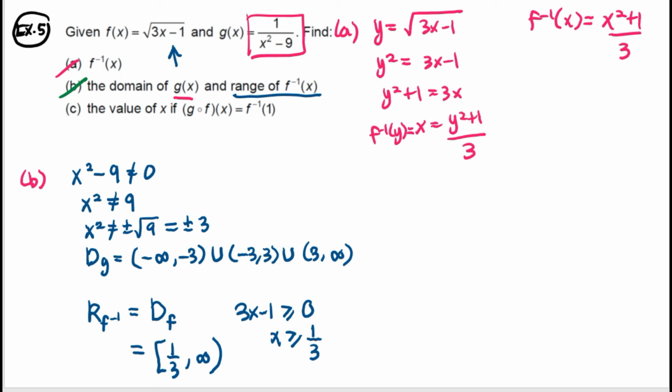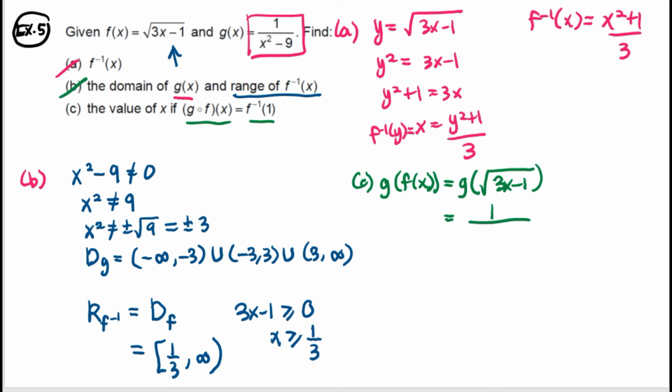Now let's go to question C. We have to find g composed with f of x. So f of x is the square root of 3x minus 1. So this is 1 over the square root of 3x minus 1, squared, minus 9. Simplifying this, we get 3x minus 1 minus 9. Therefore, I'll have 1 over 3x minus 10. So that is the composite function.